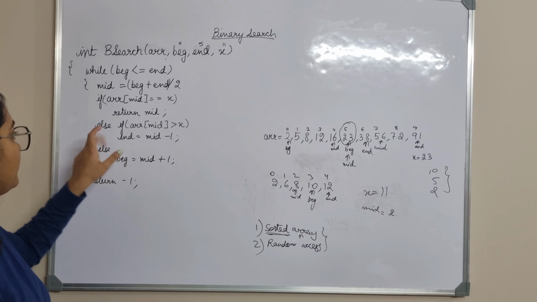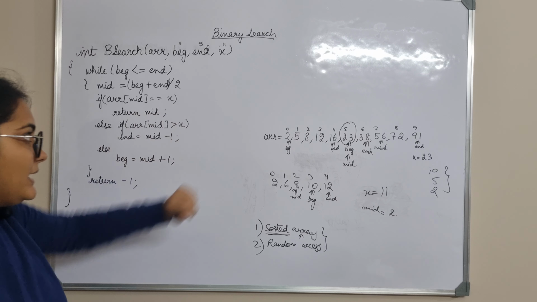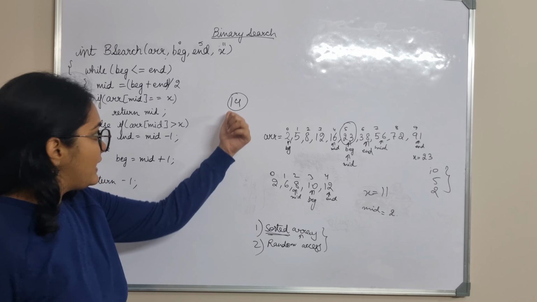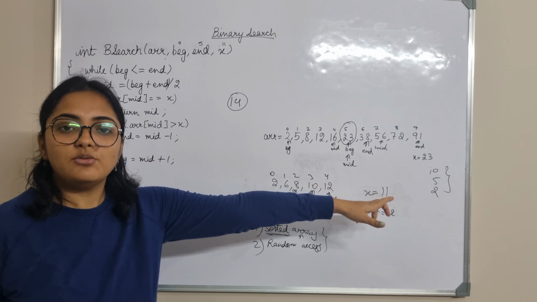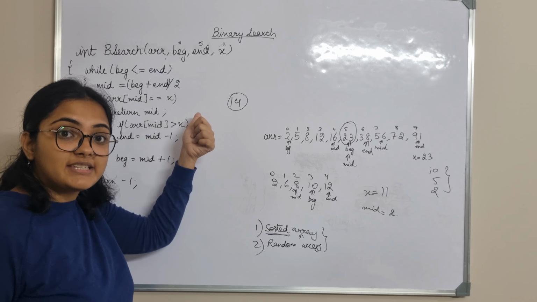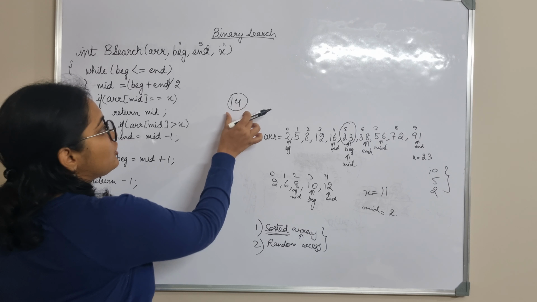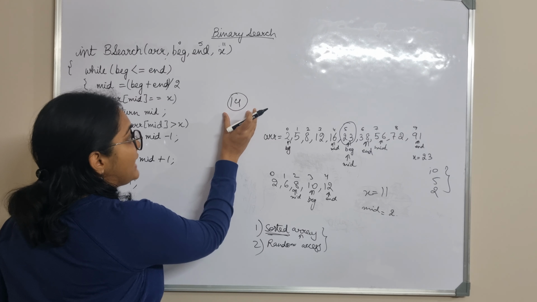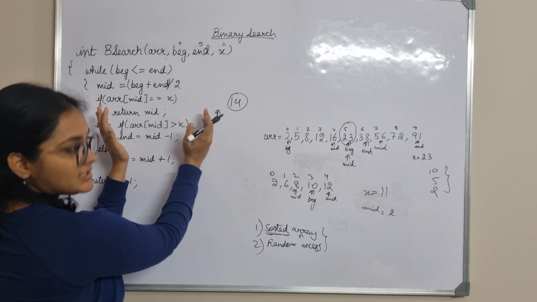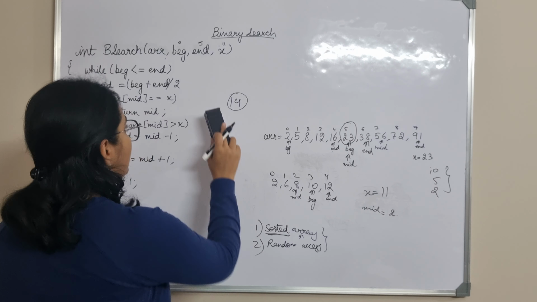What are we doing? If array of mid is greater than x, meaning the middle element, let's say it's 14, is greater than 11, then what can you assume? Let's say the middle element is 14, what can you assume? That 11 should be on the left side. 11 is smaller than 14, right? So it will be on the left side. So what we should do is end equals mid minus 1, meaning search in this half. Otherwise, search in that half, right? So this is how the algorithm works.